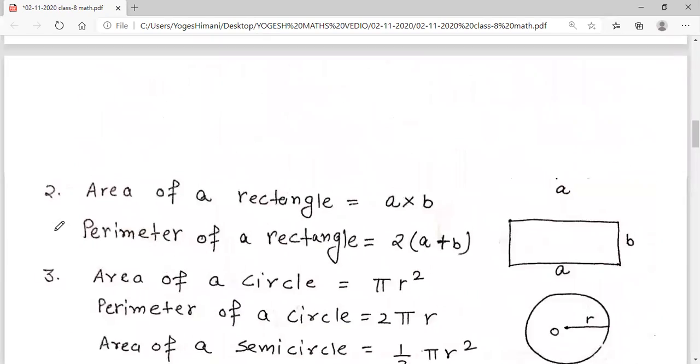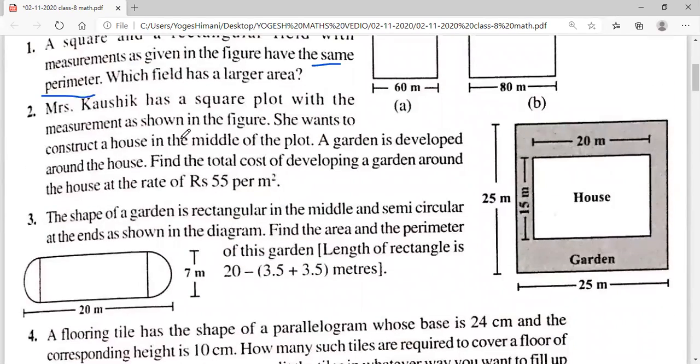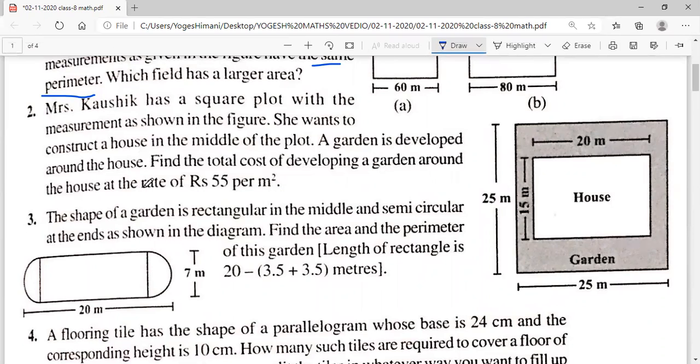Now our next question is that Mr. Koshik has a square plot with the measurement as shown in the figure. She wants to construct a house in the middle of the plot. A garden is developed around the house. Find the total cost of developing a garden around the house at the rate of rupees 55 per square meter.